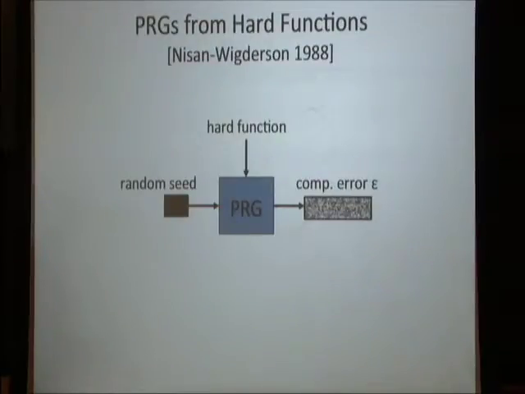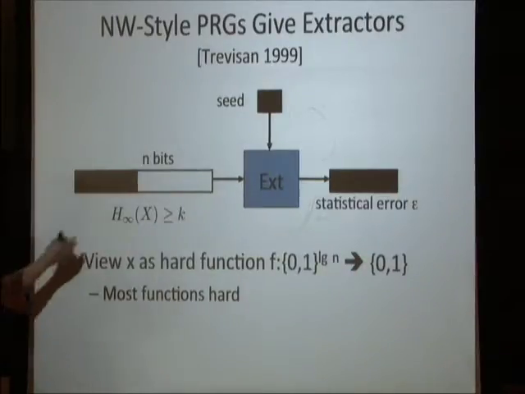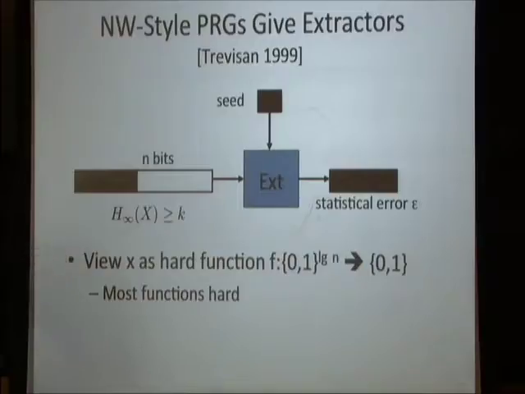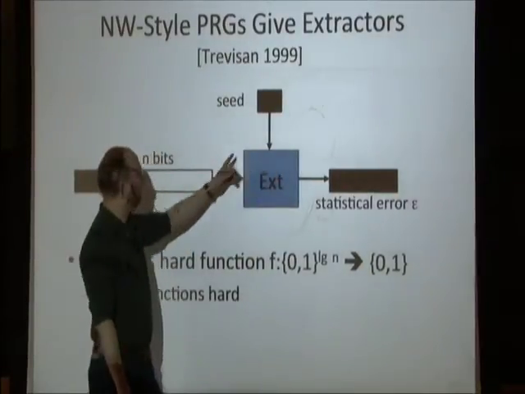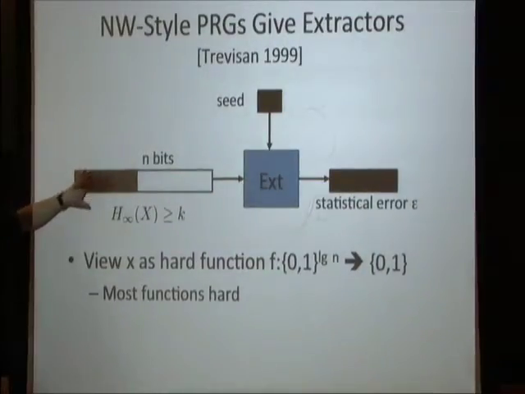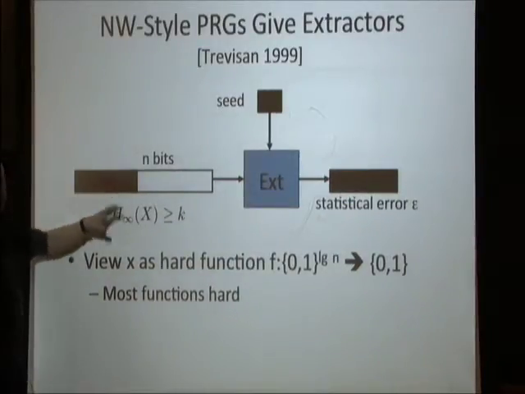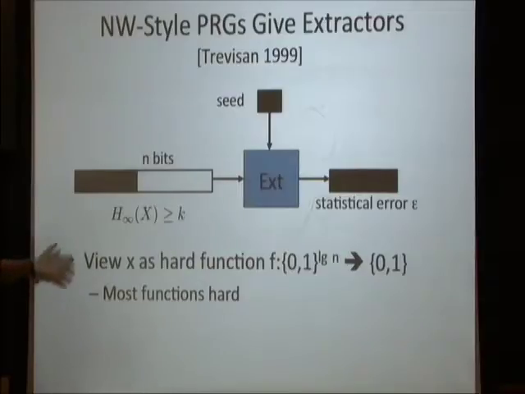So Trevisan noticed a surprising thing: these pseudorandom generators, which live in the computational world, give extractors, which live in the information theoretic world. An extractor takes two inputs, and one of them is also a seed. What he does is basically view these n bits as a hard function. Intuitively, most functions are hard, so it makes sense that if you use this as the hard function in the Nisan-Wigderson construction, you might get something. And he shows that, in fact, you do.